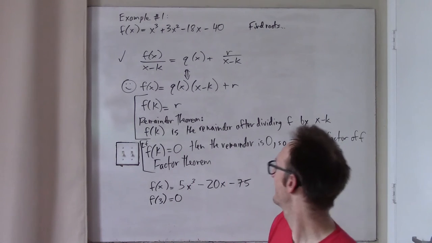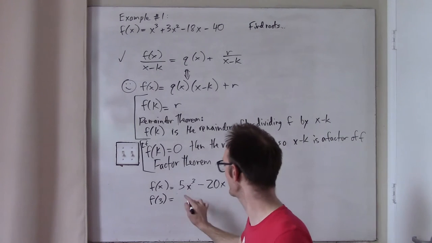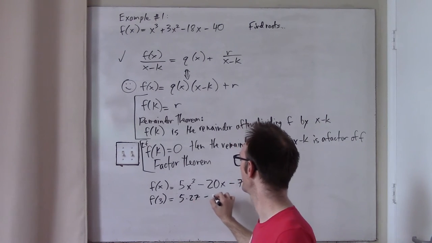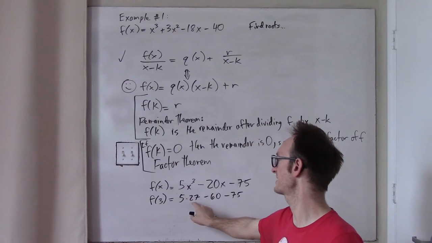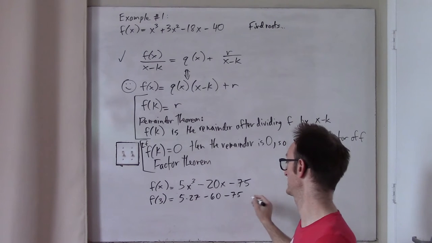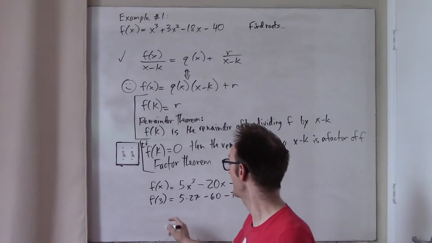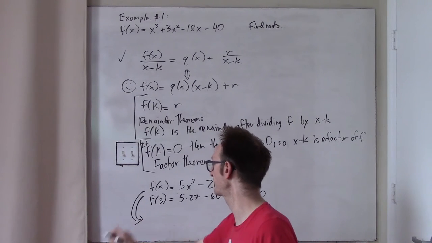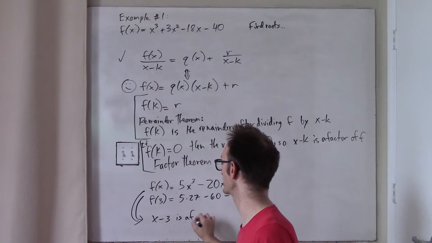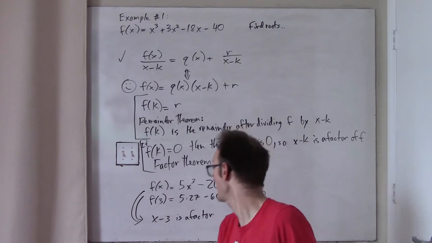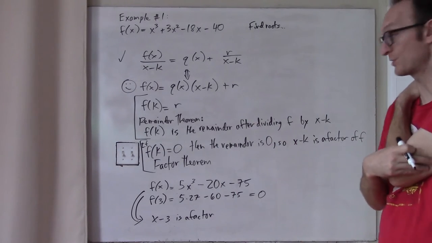Actually, it is. Because if you plug in 3, you get 27 here, so 5 times 27 minus 60 minus 75, and I think 5 times 27 is 135. So this in fact is 0. Okay, so now that I know that 3 is a 0, the conclusion that I draw via the factor theorem is that x minus 3 is a factor. And that's not actually very obvious to me at all, but that's what the factor theorem says.